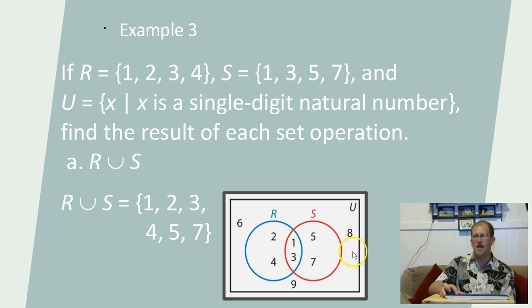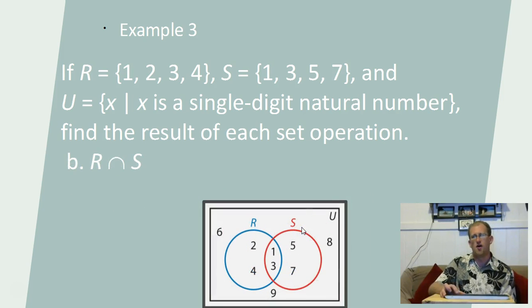Because 6, 8, and 9 that are not part of either R or S are not something that we're going to consider. But everything that's in either R or S, we're going to consider as part of the union of R and S. Let's look at the intersection of R and S. So now here's R and S again. Only the intersection, only where they overlap. They both have 1 and 3, 1 and 3. And so 1 and 3 would be the intersection of R and S.